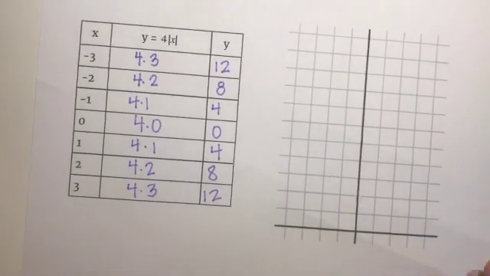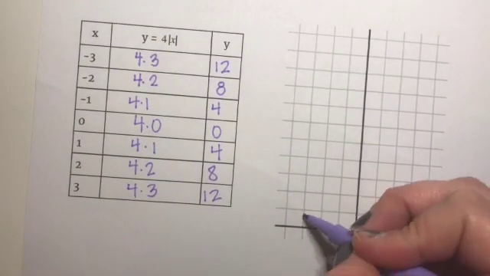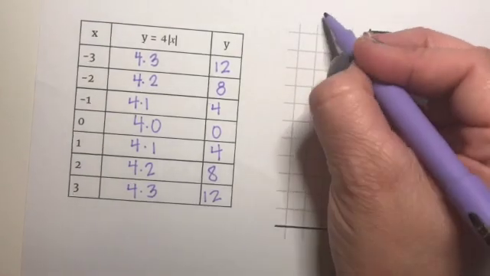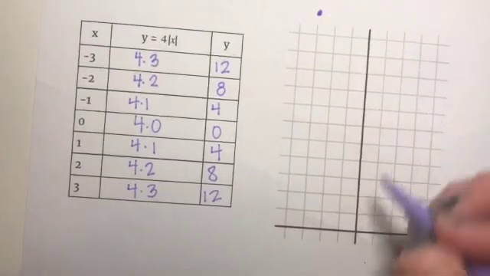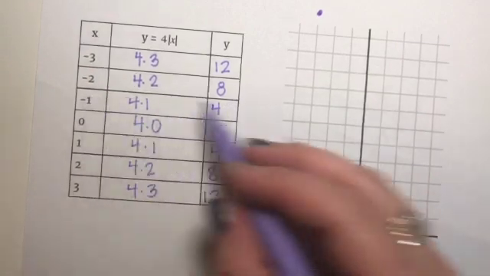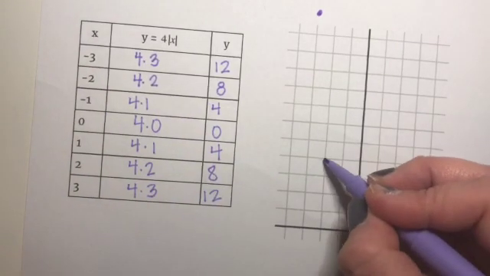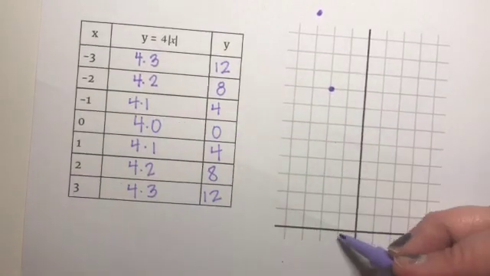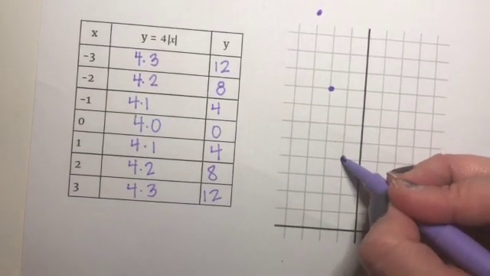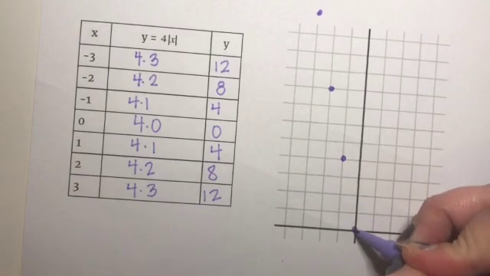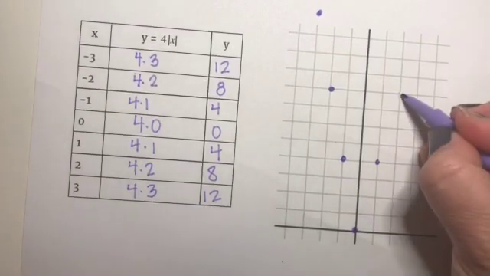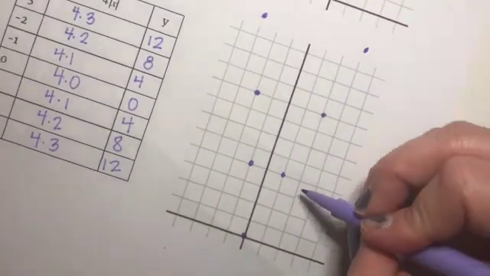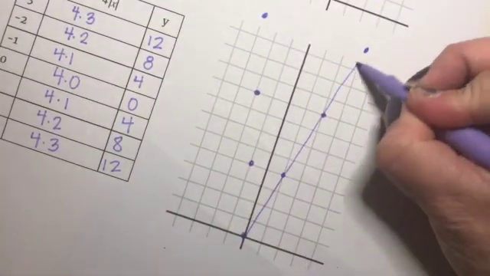Okay, so let's graph it. When I put in negative 3, I got 12. Oh, I messed up. Just put it right up there. When I put in negative 2, I got 8. When I put in negative 1, I got 4. And when I put in 0, I got 0. And then it goes 4, 8, 12. So I'm going to connect it like this.